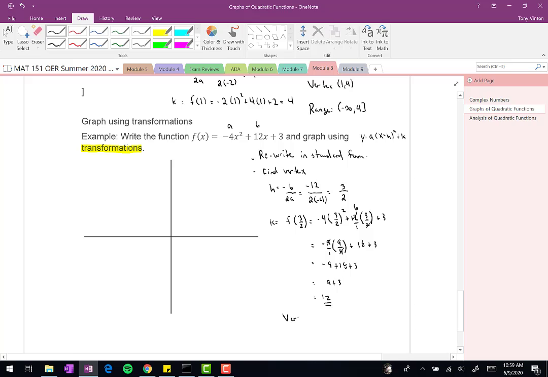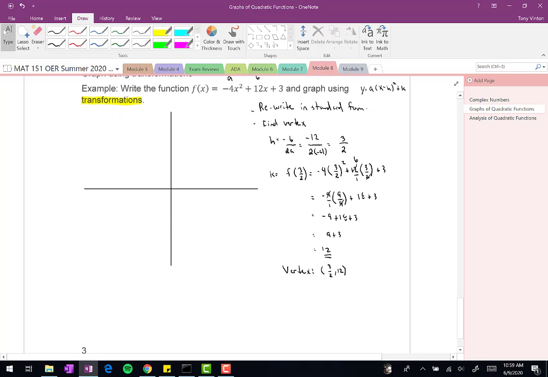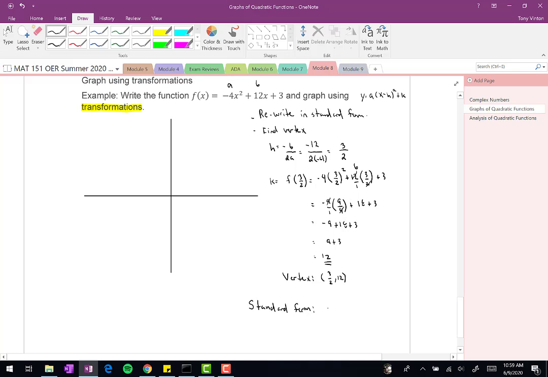My vertex then is 3/2, 12. And that means that the standard form then is y is equal to a, which we know is negative 4. We were given that earlier in the original, times x minus 3 over 2 squared plus k, which is 12.